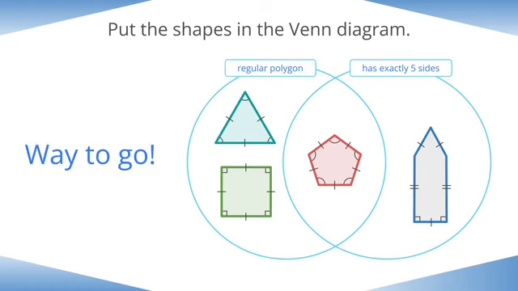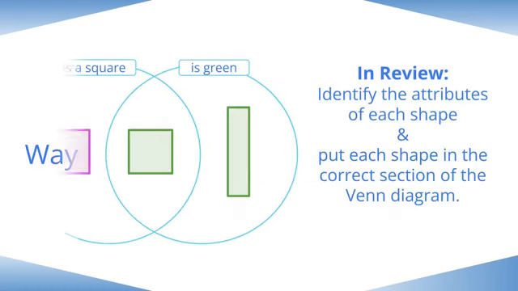Way to go! I think we're getting pretty good at this. That's it, students. In review, make sure you identify the attributes of each shape and put each shape in the correct section of the Venn diagram. You got this.